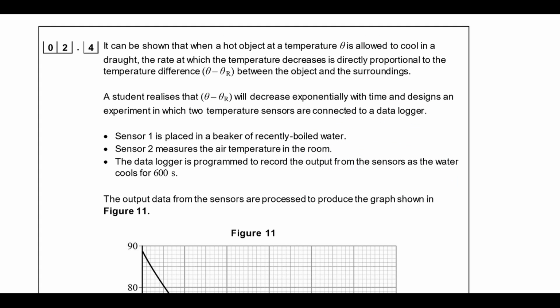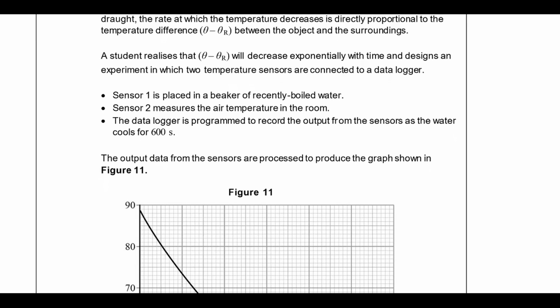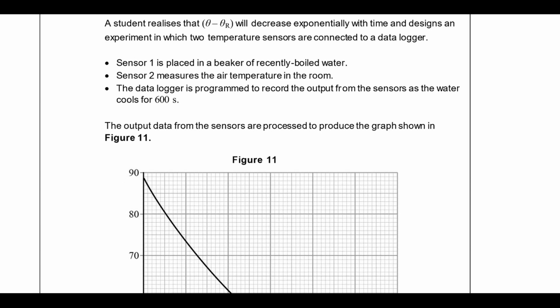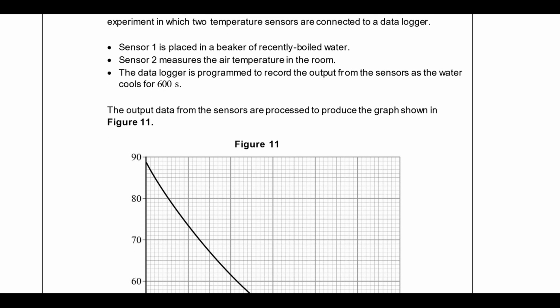It can be shown that when a hot object at temperature theta is allowed to cool in a draft, the rate at which the temperature decreases is directly proportional to the temperature difference. That is Newton's law of cooling. The rate of cooling is equal to the difference in temperature. The student realizes that theta minus the room temperature will decrease exponentially with time and designs an experiment in which 2 temperature sensors are connected to a data logger.